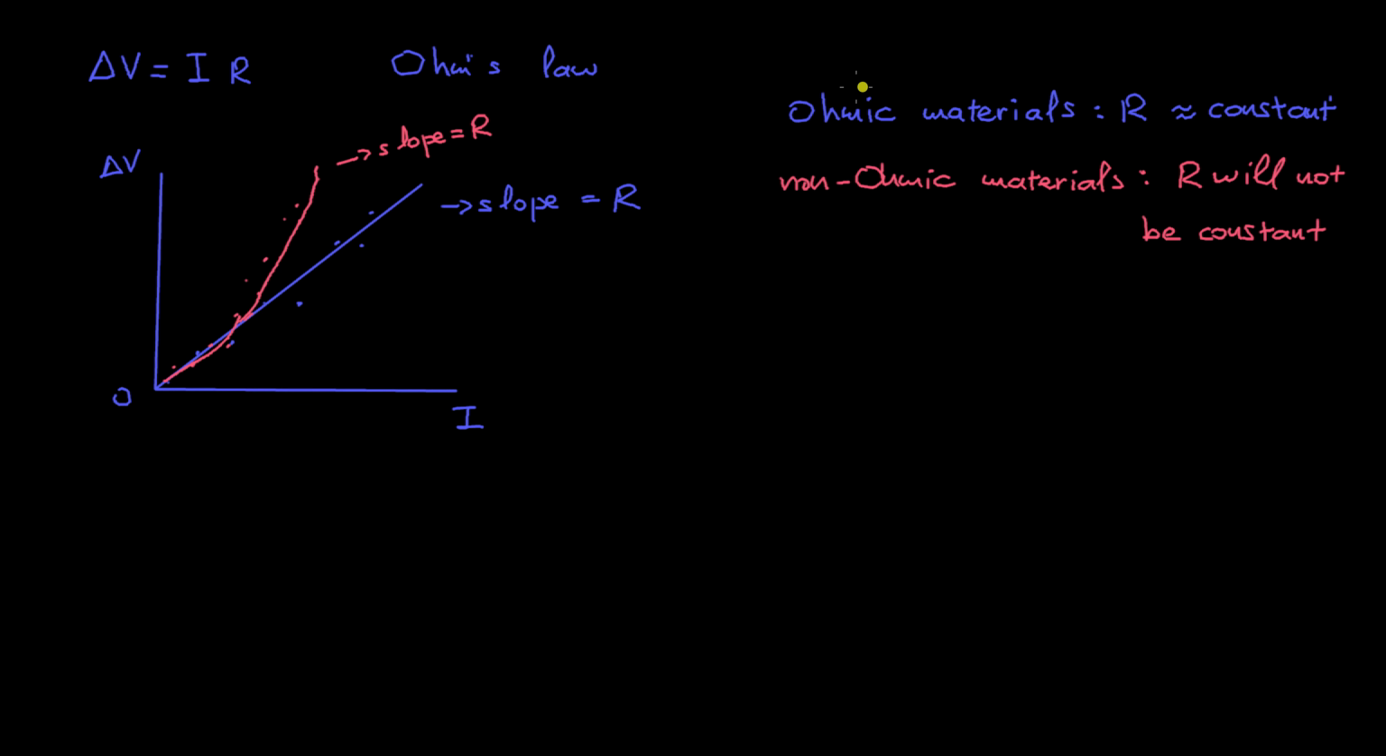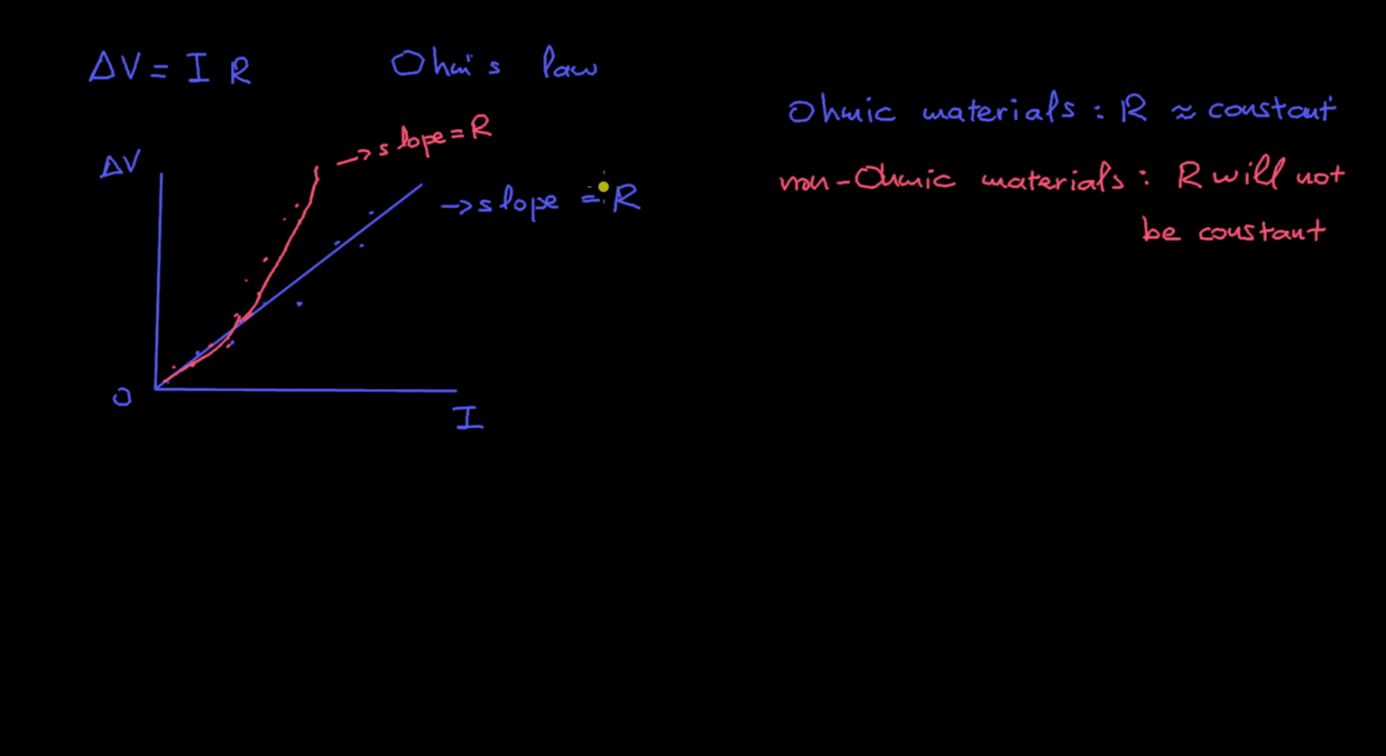Okay, when you do an experiment and when you deal with resistors, those are made from materials that are approximately ohmic. Which means you can say that R is a constant. But when we talk about a light bulb, for example, if you do the graph of delta V as a function of I, you will see that for a bulb the resistance is not constant.